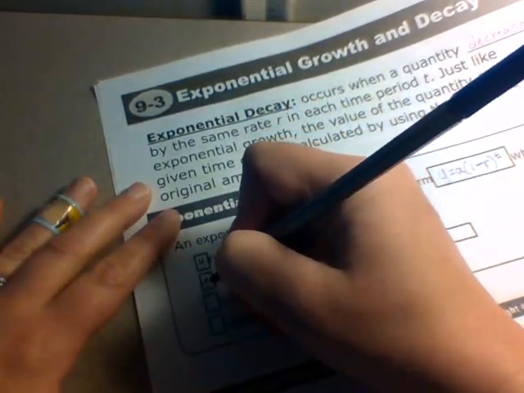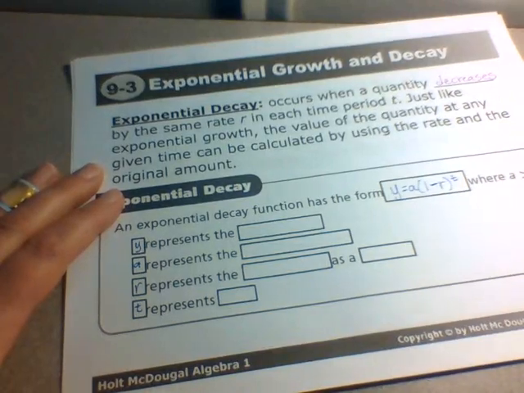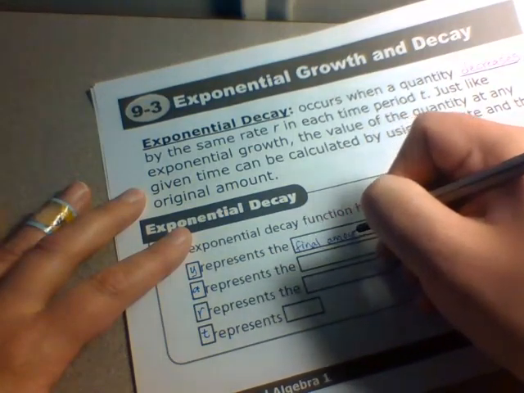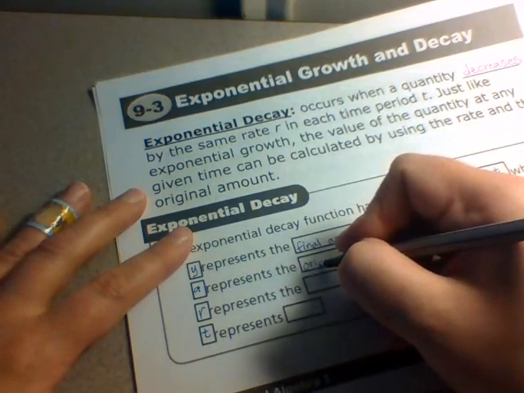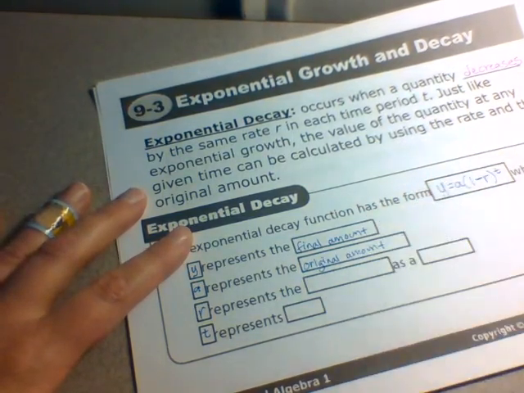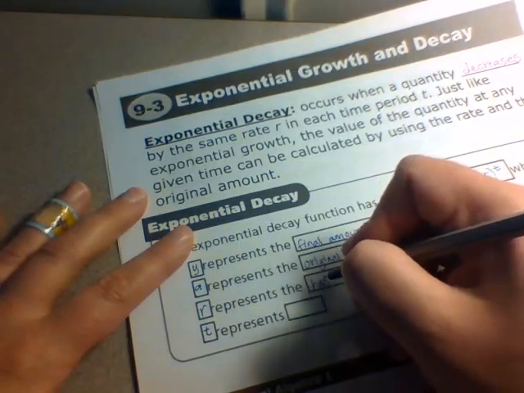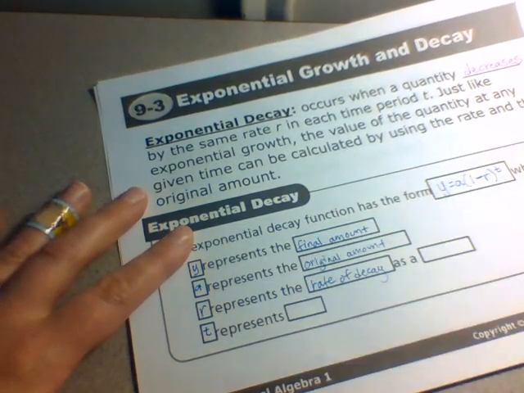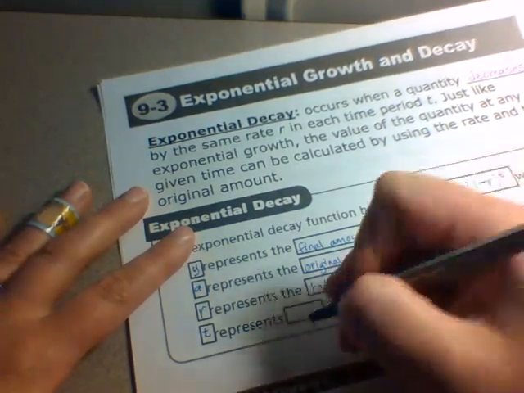We have y, a, r, and t. And y represents your final amount, as it did before. A represents your original amount of whatever is going to start decreasing or decaying. And the r is the rate of decay, or the decimal version of that, of course. And then t is going to represent your time.